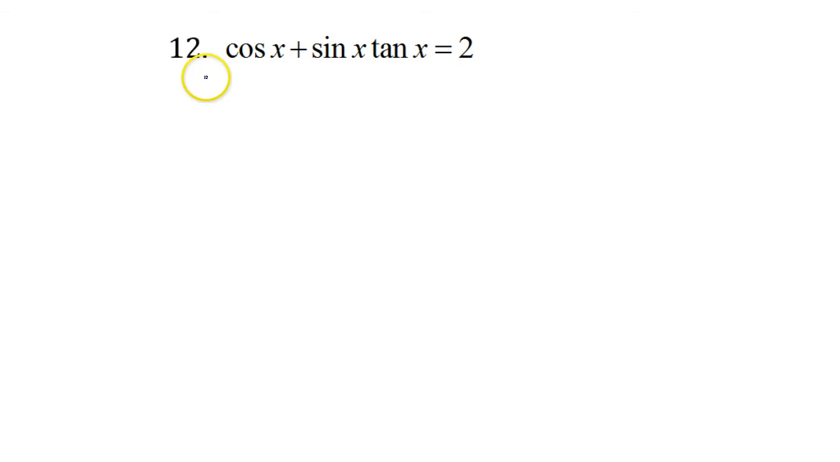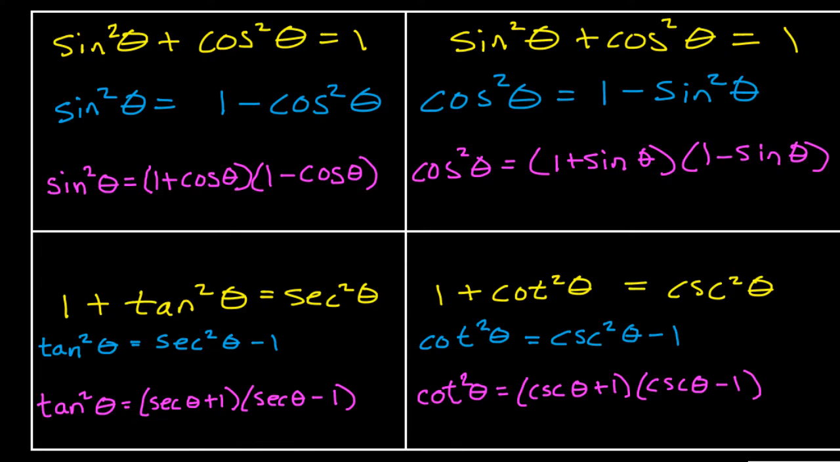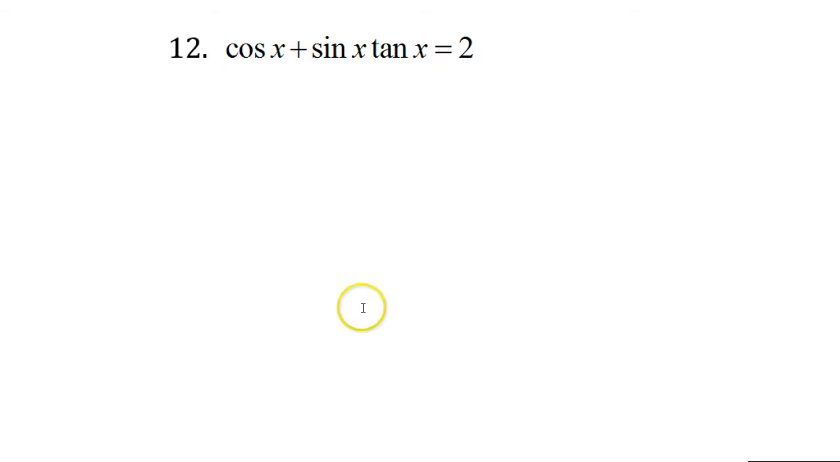All right, number 12 is pretty interesting. I have 3 different trig functions here: cosine, sine, and tangent. Somehow this needs to become one trig function. So I am going to use my identities and such. Eventually I'm going to use my identities to help me simplify this expression down. But first, I'm just going to use the fact that tangent is sine over cosine. So my strategy will be to simplify the left side as much as I can.